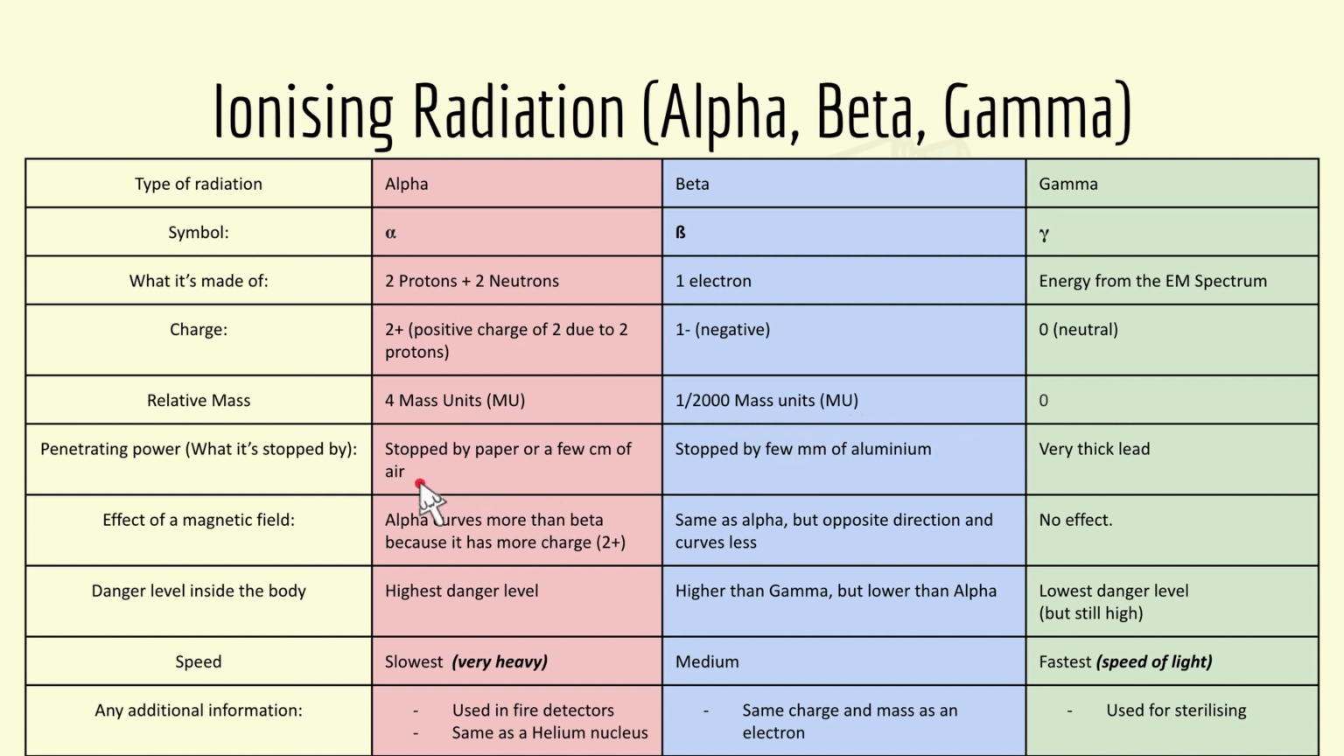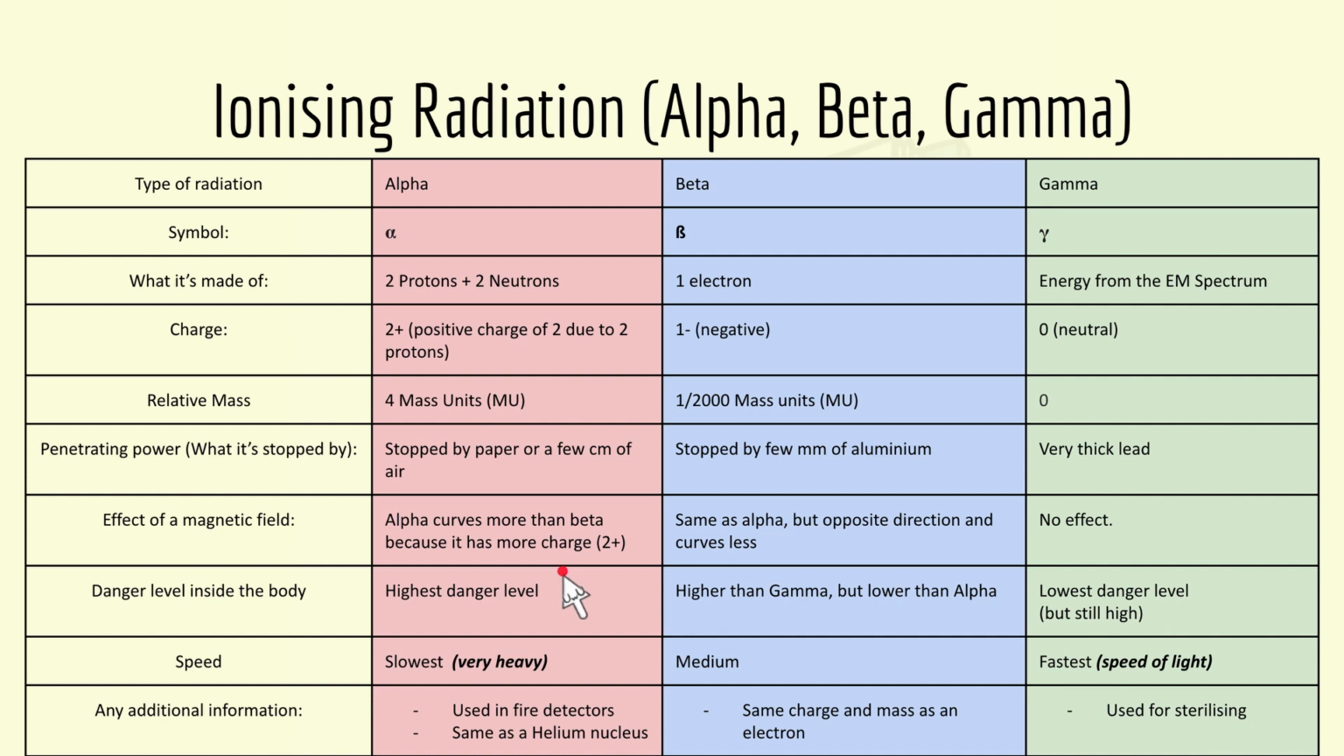And the penetrating power, which is quite important. Alpha can be stopped by paper or a few centimeters of air. Beta can be stopped by a few millimeters of aluminium, and gamma can be stopped by very thick lead, because gamma moves very fast. And effect of magnetic field, you can have a read.